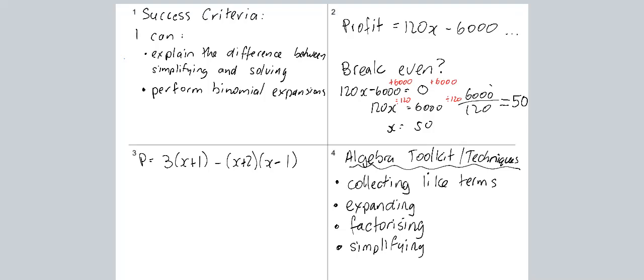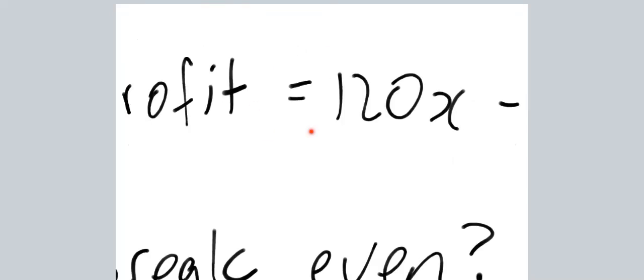To solve something, here's the first thing. To solve something, we need one of these, aka an equal sign, right? It's not quite true, but it's true enough for us. If there's no equal sign, there's no solving.